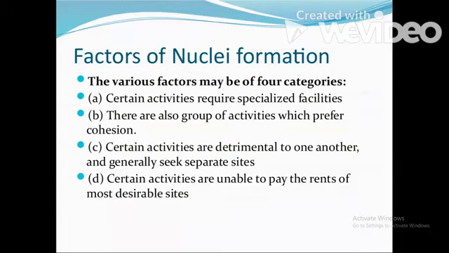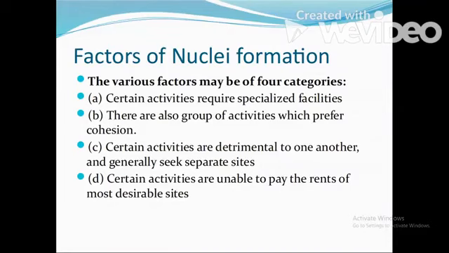Then there are certain activities which are opposite to cohesion, that is, they are detrimental to each other. For example, the heavy industry and the high class. Obviously, high class people won't allow their neighbors to make a lot of noise. They won't allow themselves to stay at a place where there is a lot of noise, a lot of pollution. So heavy industry and high class residential are not the best of neighbors. So high class would have their own nuclei, and the heavy industries would have their own nuclei.